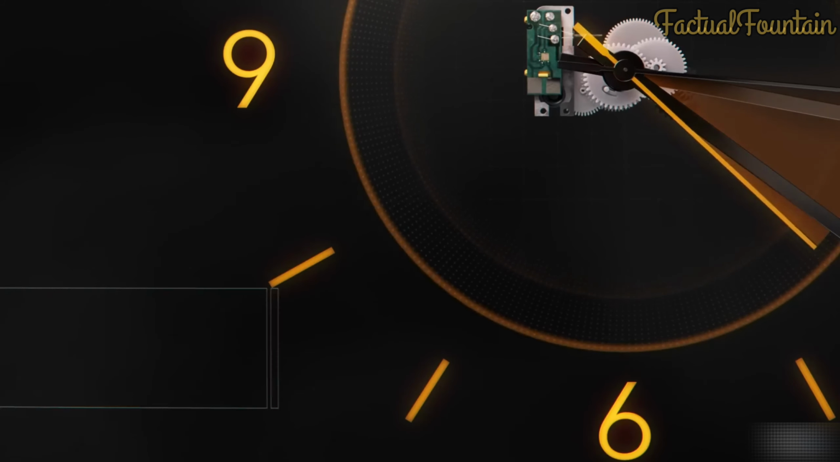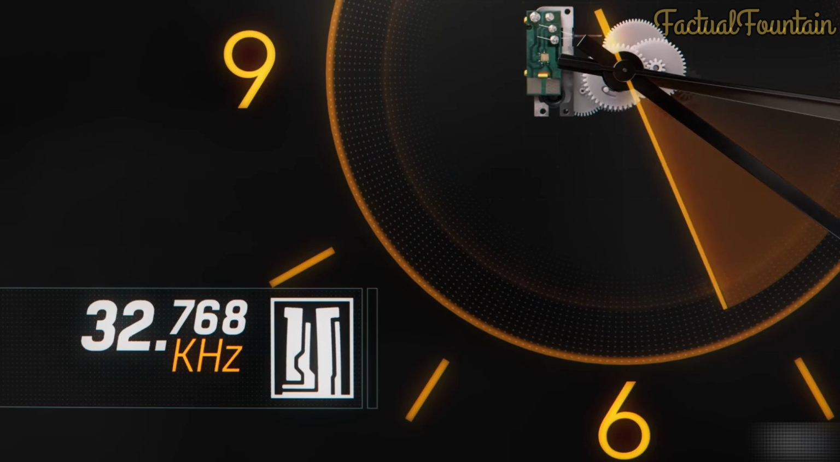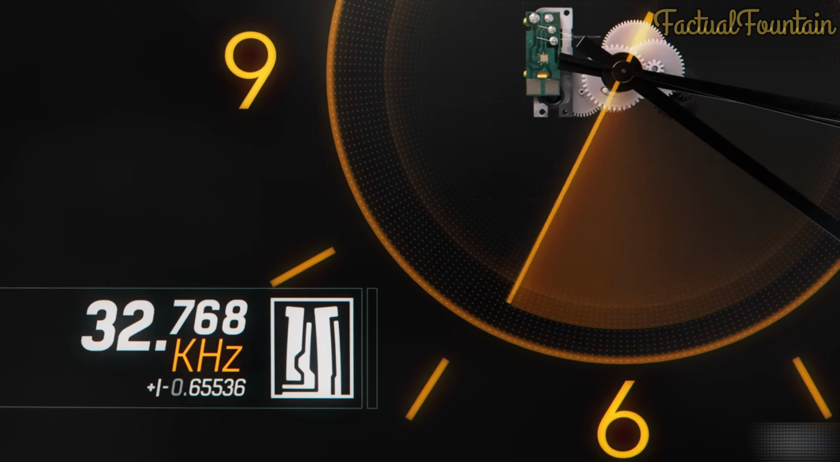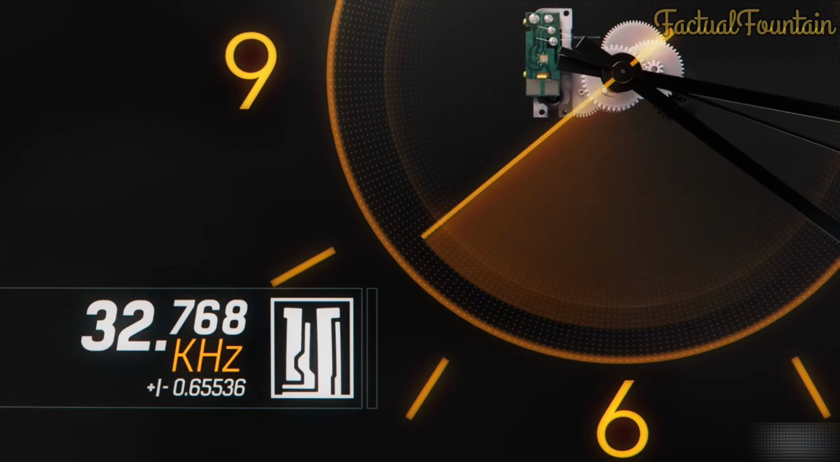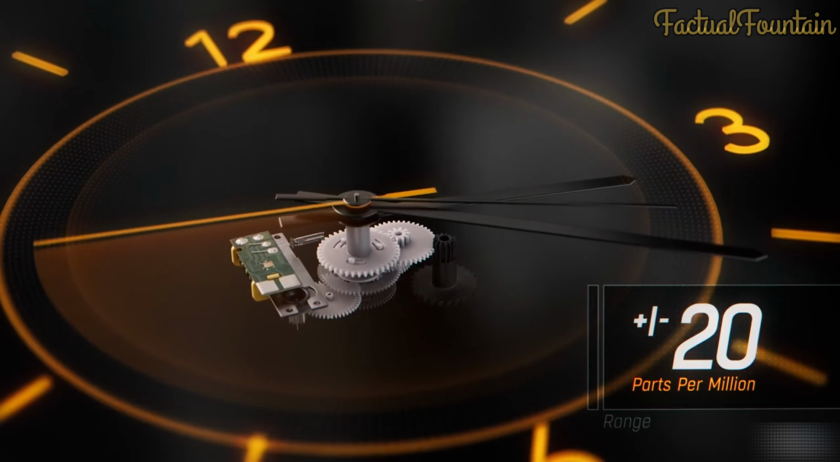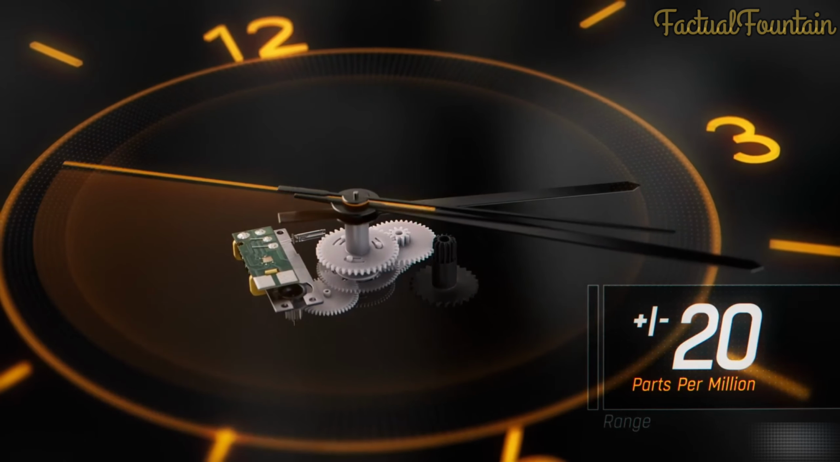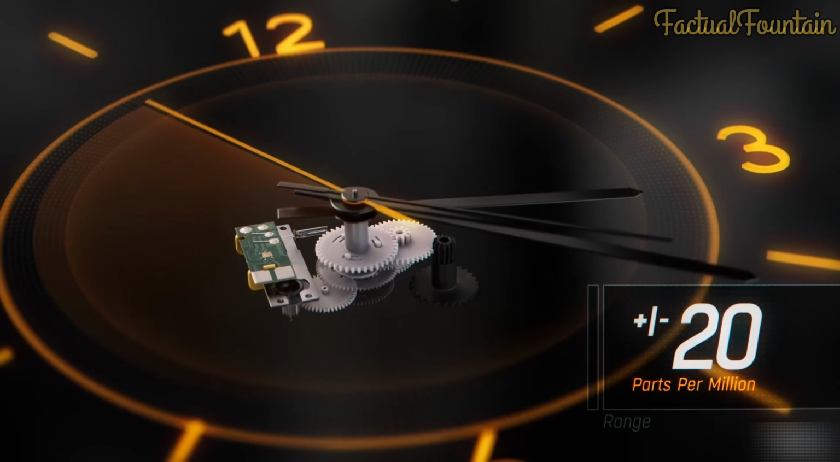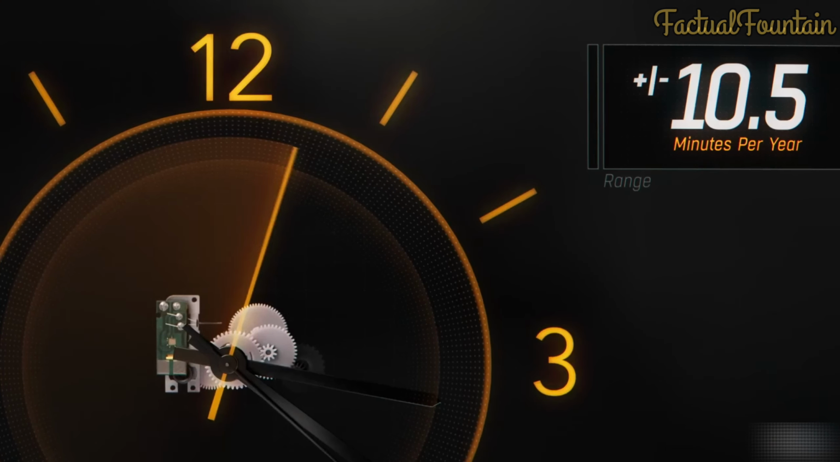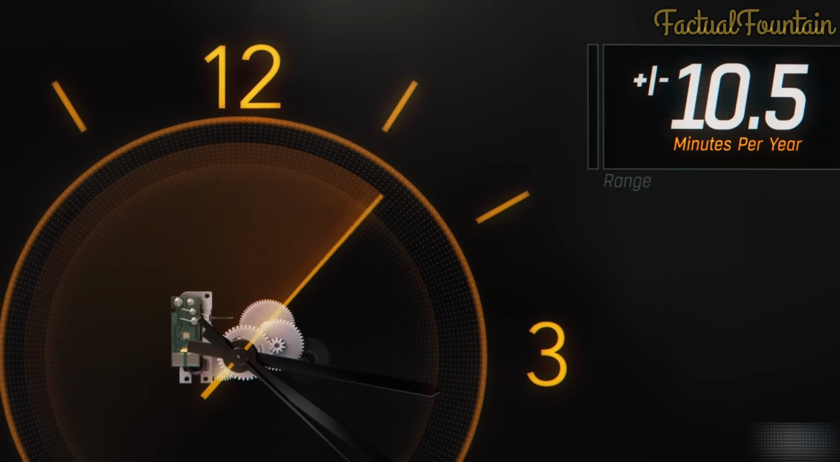the crystal oscillator doesn't oscillate exactly at 32.768 kHz due to the geometry and incorrect resonant frequency of tines. These crystals typically have 20 parts per million accuracies, meaning it can gain or lose at most 1.7 seconds a day or 10.5 minutes a year.